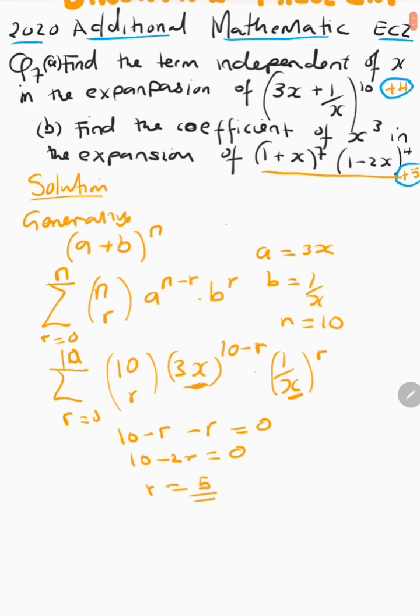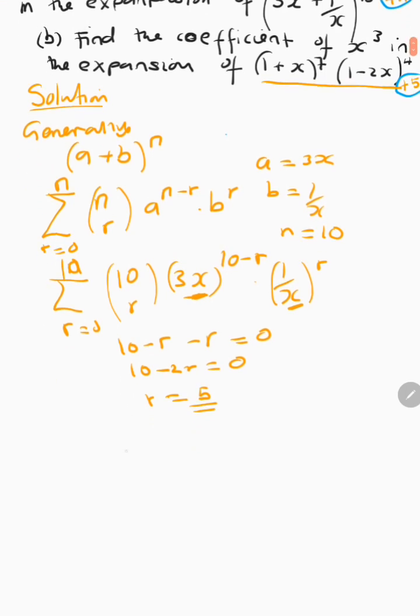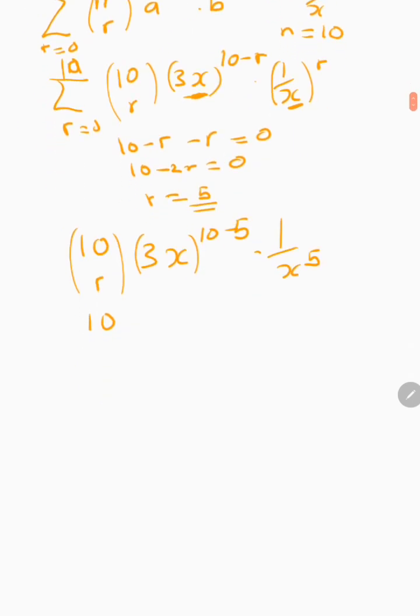Okay, so now since you have that, you can substitute for that term: combination 10C5 of (3x)^(10-5) multiplied by (1/x)^5, to give you 10C5 of 3^5 x^5 times 1/x^5, and that will cancel.